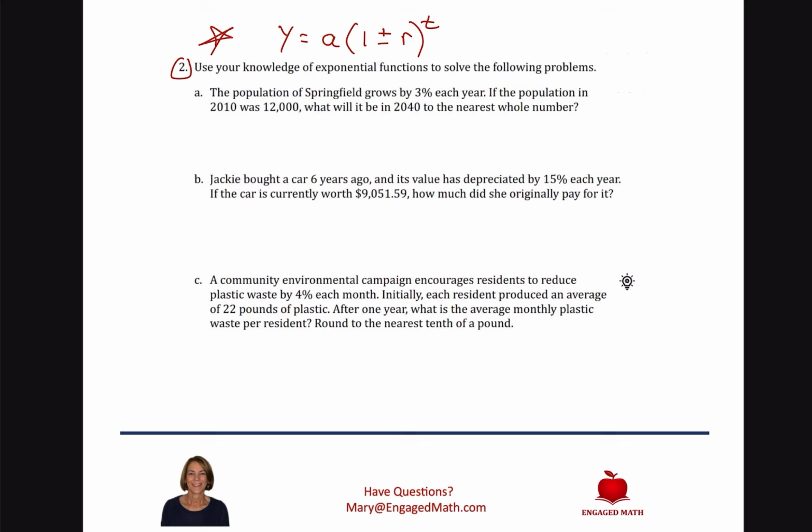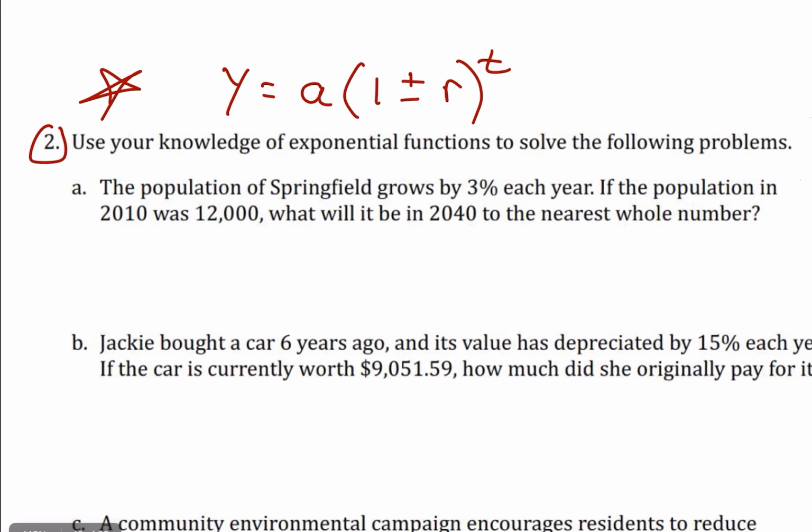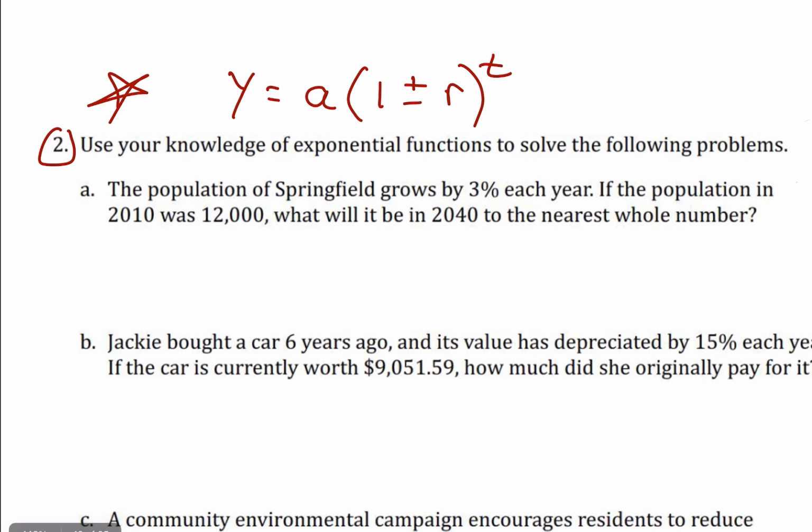Let's start with the first one. The population of Springfield grows by 3% each year. I'm going to zoom in so you can see really well what the formula is and read the problem really clearly. Y is the final amount. The final amount is going to be equal to our initial amount, which is represented by A, times 1, either plus or minus the rate of growth or decay. If something is growing or increasing, it's a plus R. If something is decreasing or depreciating, it's minus R. R is always written as a decimal. And T is the amount of time over which something is either growing or decaying.